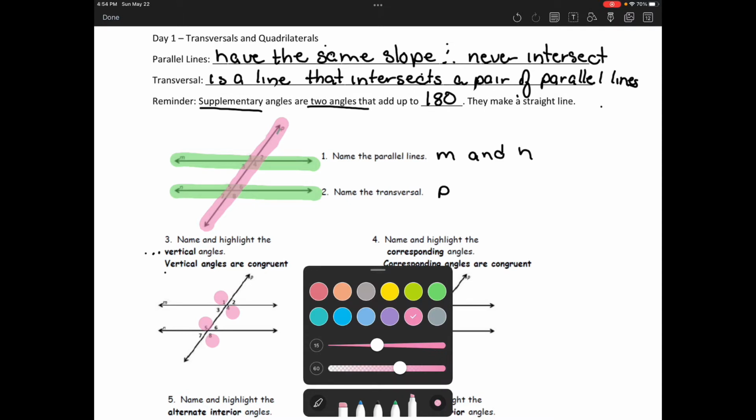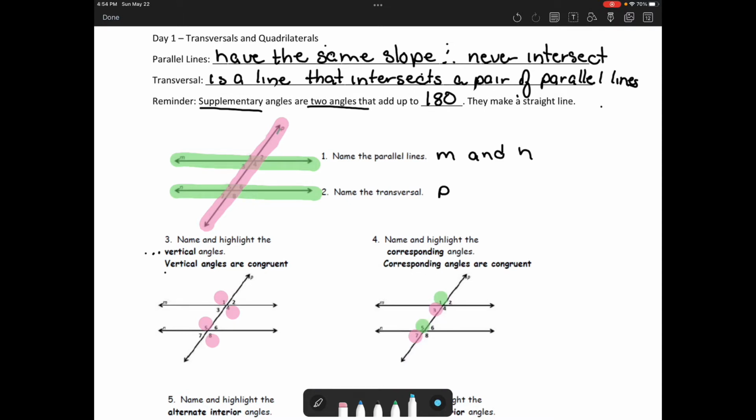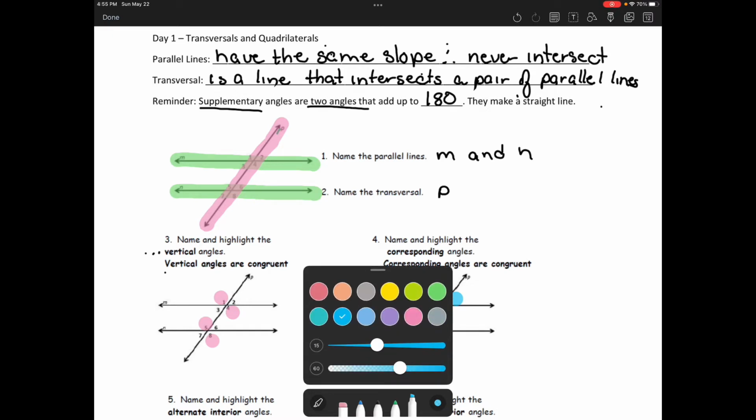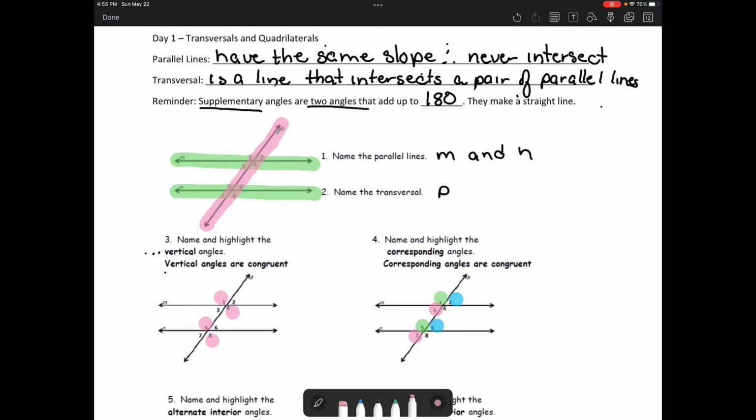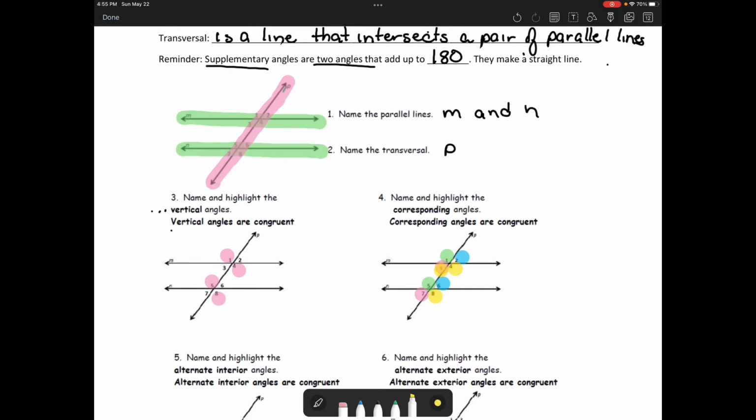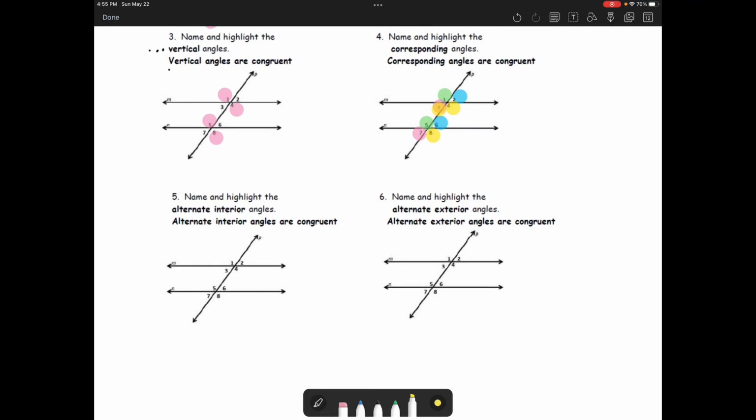Can somebody else name another pair? 2 and 6. And then one more pair. Let's get a different color. I don't know if I use sort of an orange color. That might confuse you. I haven't used yellow yet. Let's use yellow. And 4 and 8 are corresponding angles. And so that means that 1 and 5 are congruent, 2 and 6 are congruent, 3 and 7 are congruent, and 4 and 8 are congruent. And what do I mean when I say congruent? They have the same measure.